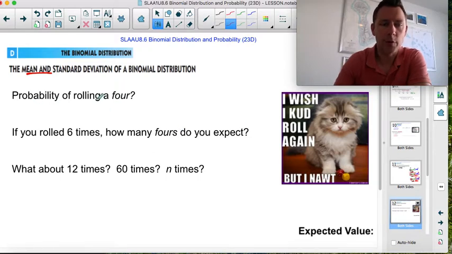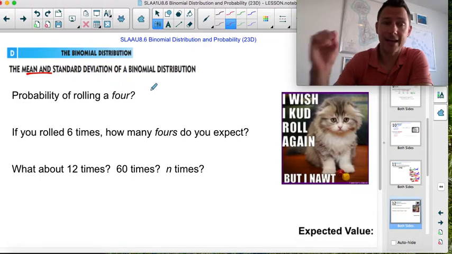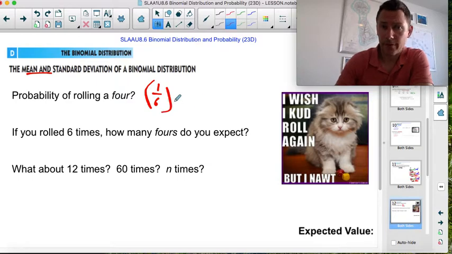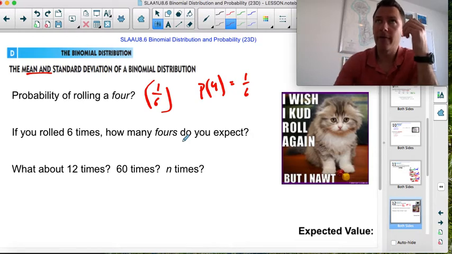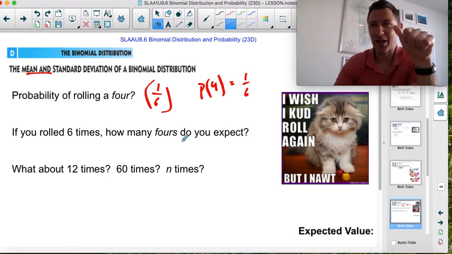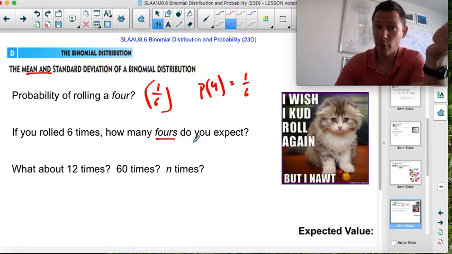Okay, so you've got a die. What's the probability of rolling a 4? It's a sixth, right? So the probability of a 4 is 1/6. If you rolled 6 times and the probability gods are good to you, how many 4s do you expect? Well, if everything goes well, you would get a 1, a 2, a 3, a 4, a 5, and a 6 in 6 rolls. So you'd get a 4 once.